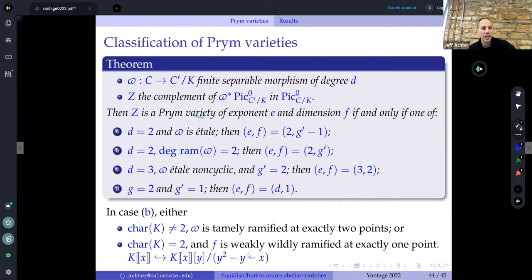There's the one that we all know about, where you have an étale double cover, even in characteristic two. There's the one where you have a double cover which has a ramification divisor of degree two. You can have an étale non-cyclic triple cover, or you can have a cover of an elliptic curve. And those are all the Pryms. And now I'm really done. Thanks.